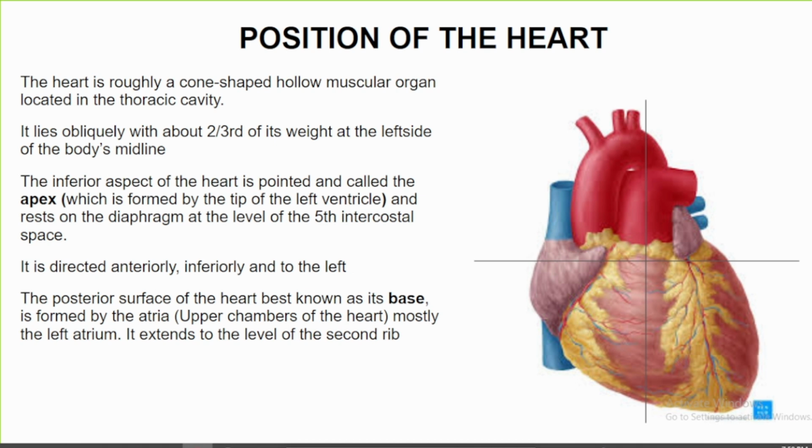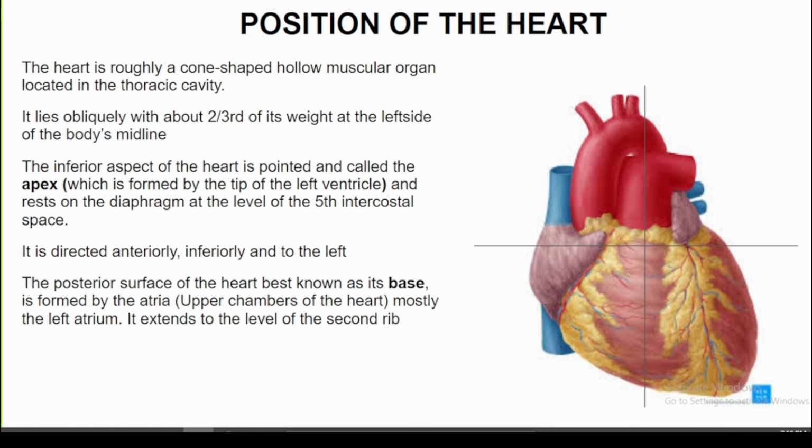So we are starting off with the position of the heart. We are saying that the heart is roughly a cone-shaped hollow muscular organ located in the thoracic cavity. Muscular means it is made up of muscles.